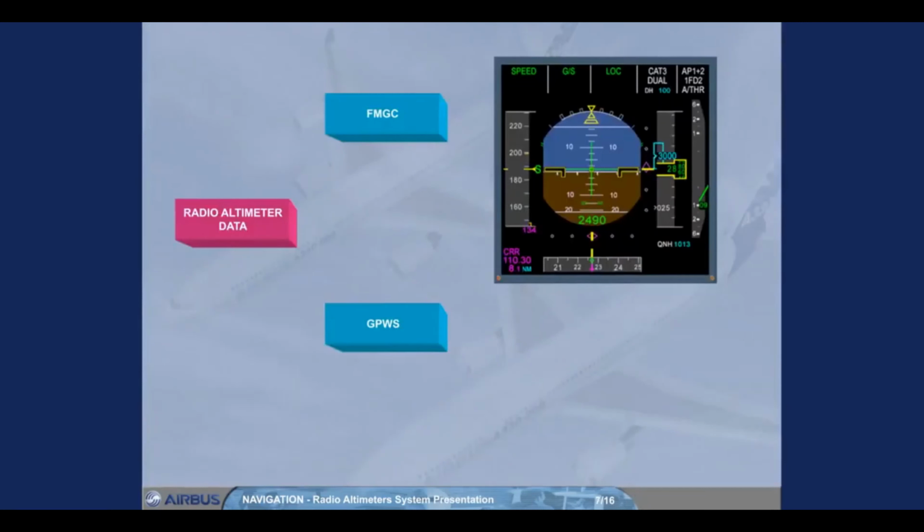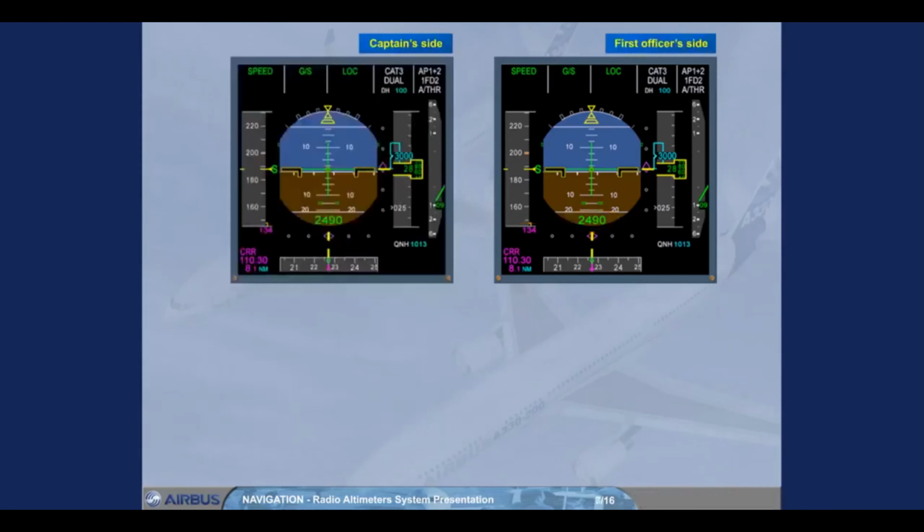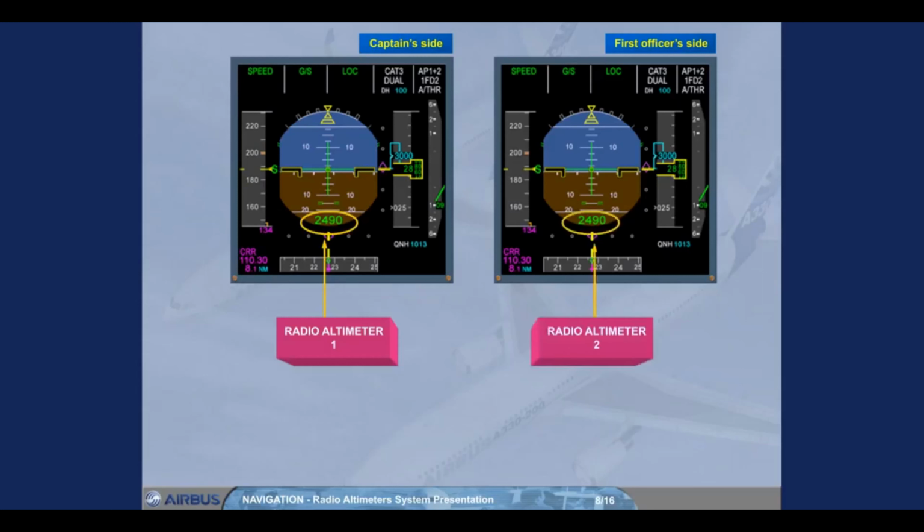Radio altimeter data is supplied to several different users and is displayed on both PFDs at all times below 2,500 feet above ground level. Normally, radio altimeter 1, RA1, height is displayed on the captain's PFD and RA2 on the first officer's PFD.